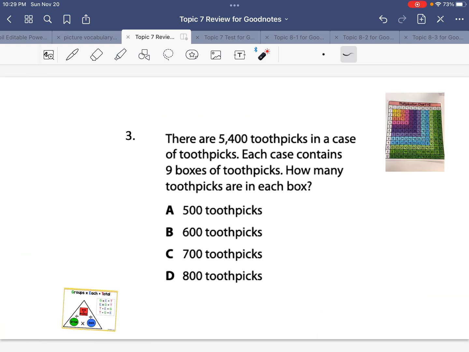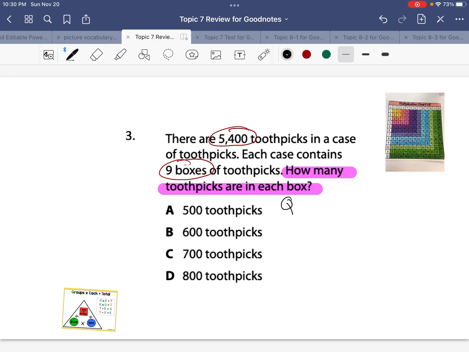3 says, there are 5,400 toothpicks in a case of toothpicks. Each case contains 9 boxes of toothpicks. How many toothpicks are in each box? So I'm going to do my cube, circle my important numbers: 5,400, 9 boxes. I'm going to underline my question: how many toothpicks are in each box? I'm going to rewrite that question.